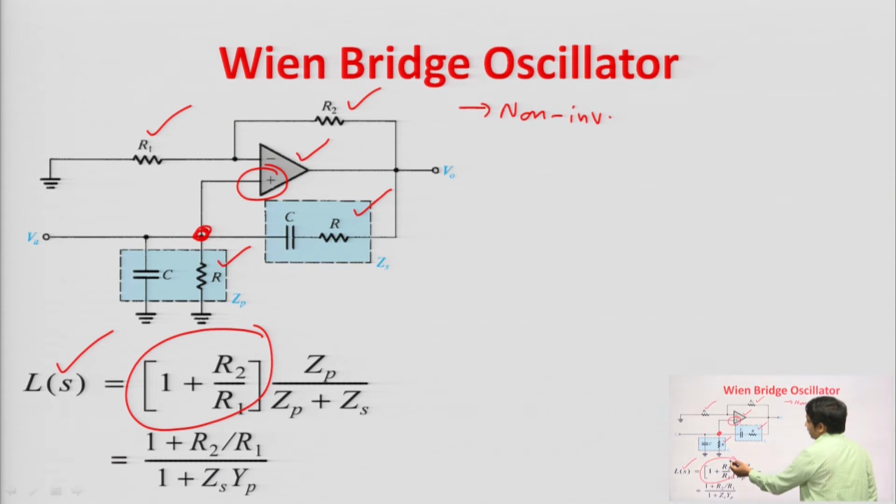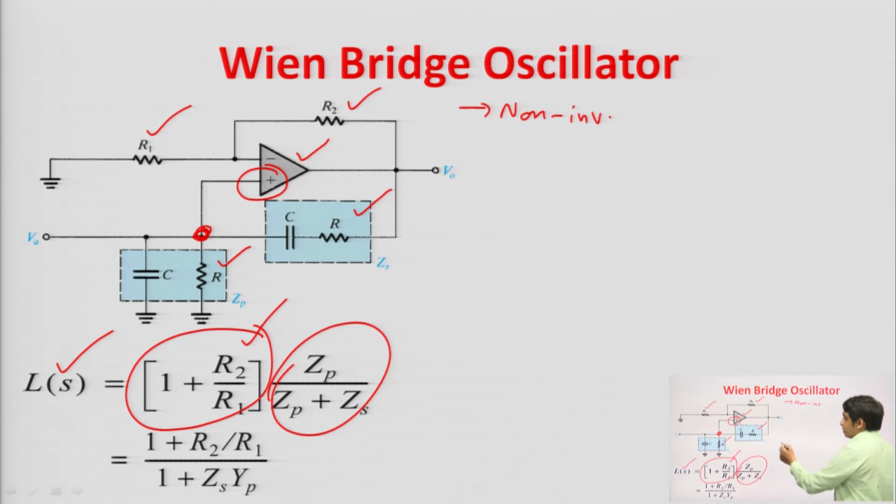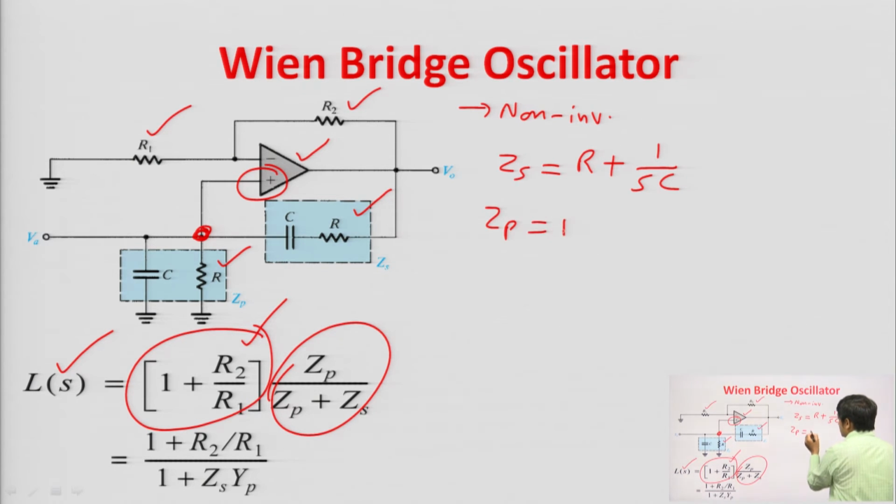So, this 1 plus R2 by R1 is the gain of the amplifier, that is A, and your beta is Zp upon Zp plus Zs. What is Zp, what is Zs? Zs is the series combination of R and C. What will be the value of Zs? Zs will be R plus, and the impedance of the capacitor is 1 by sC. And what is Zp? Zp is R parallel to 1 by sC.